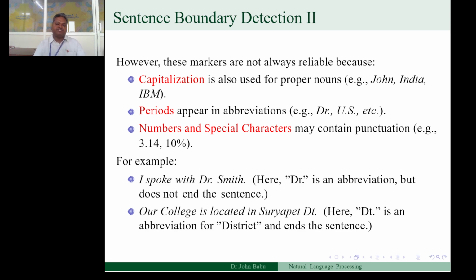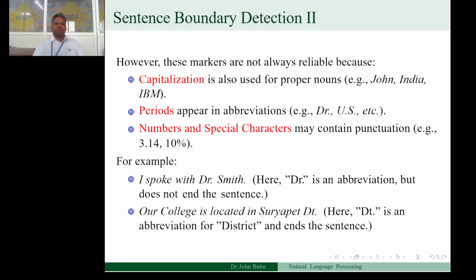Then secondly, there may be a full stop or a period, but we know that abbreviations end with a full stop, something like Dr., Mr., Miss, or sometimes abbreviations like United States of America written as U.S.A., and so on. Then sometimes even real numbers may have a point, like 3.14. Then there is an ambiguity.